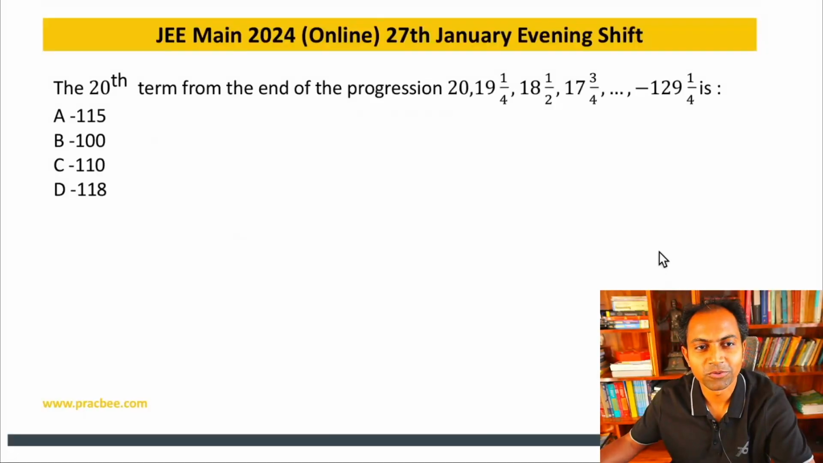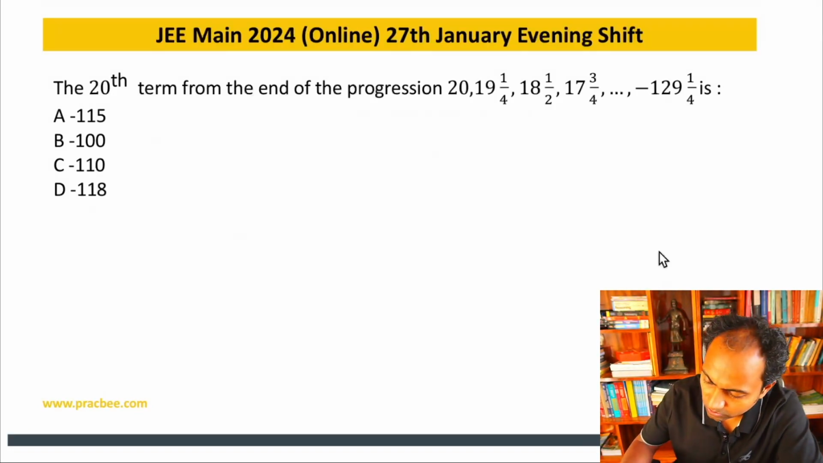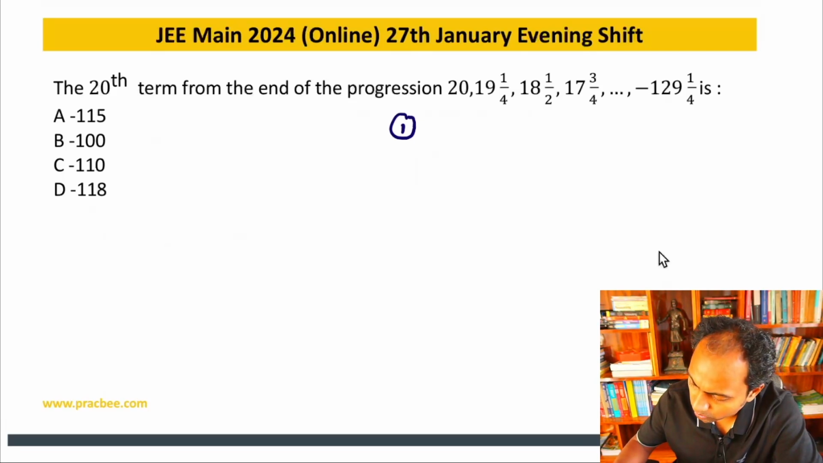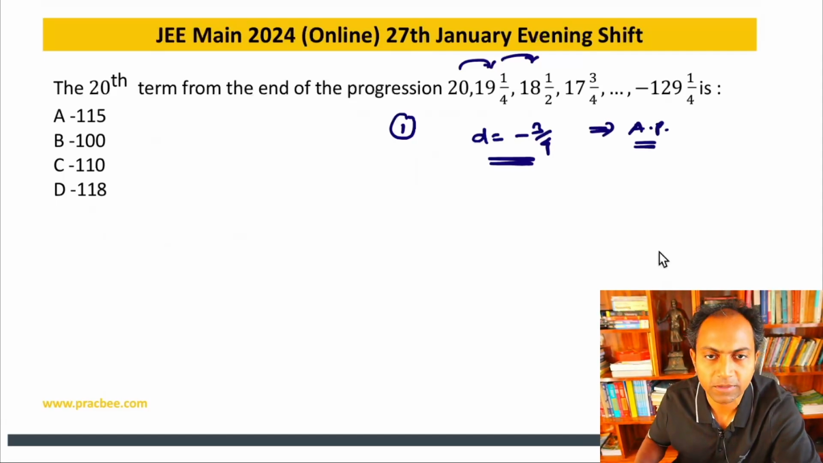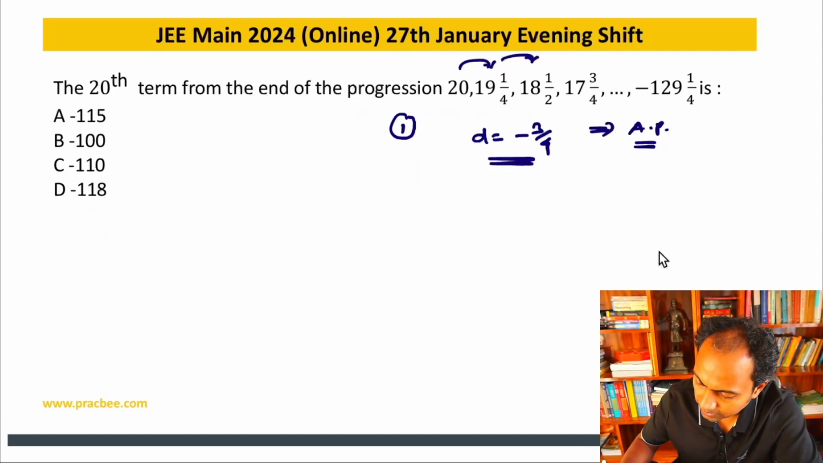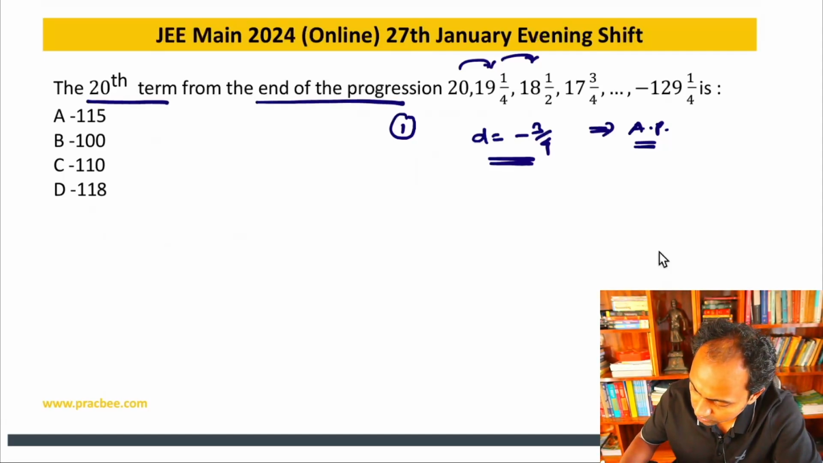Now let us look into this very simple question that came in 2024. The question has two parts. In the first part, it talks about a progression, and if you observe, if I subtract the consecutive terms, you can see that the value of D comes out to be constant, nothing but minus 3 by 4. So we can conclude that this progression that is given to us is nothing but an arithmetic progression. If I move to the second part, they want us to tell the 20th term but from the end. So I will have to reverse the progression.